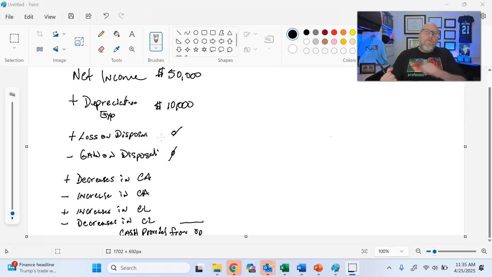So if I want to remove that from the income statement, I'm going to add that back to income. And then likewise, if I have a gain from the sale of an asset, that is going to increase my income. So if I want to remove that from my income statement, I would subtract it from income. Okay. So that is these two right here.